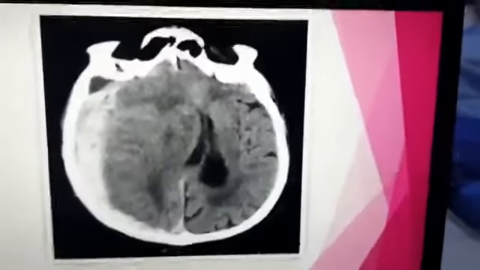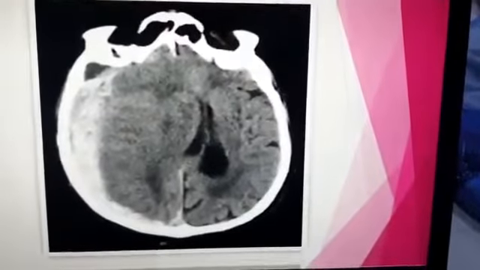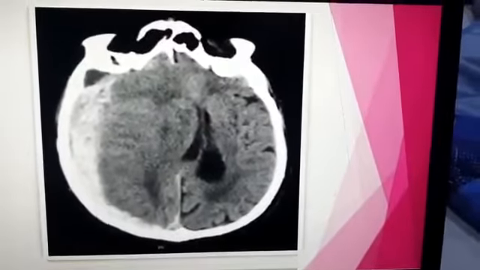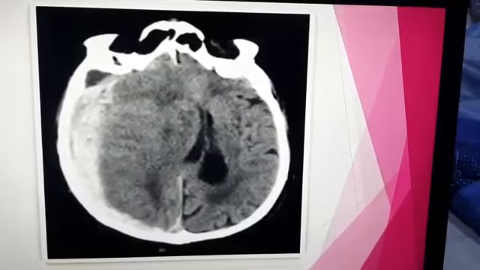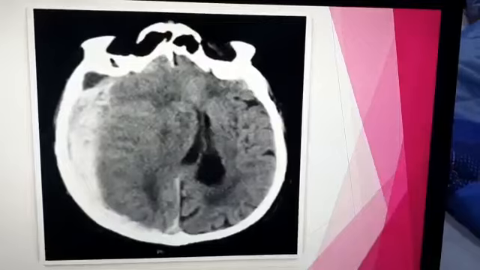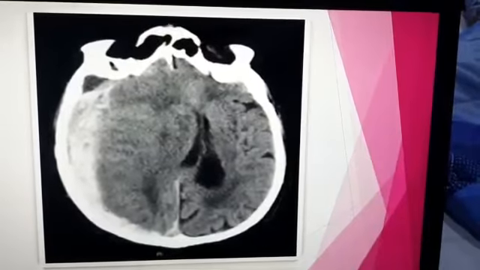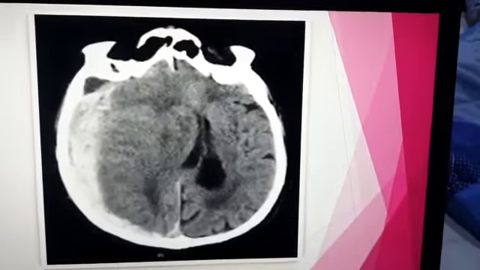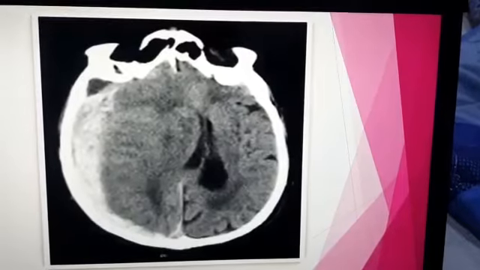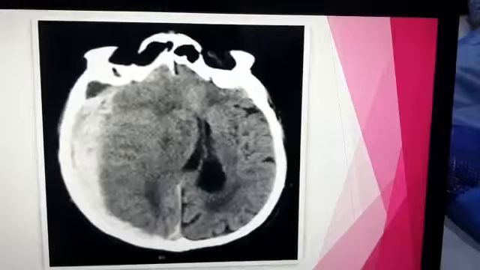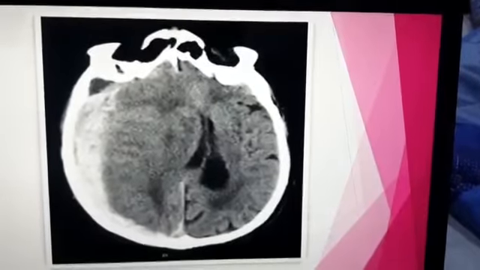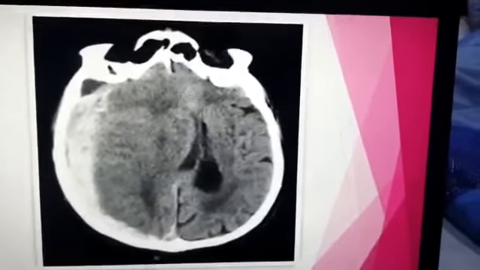As we can see here, there is effacement of the sulci. Effacement of the sulci means there's swelling of the brain. As we can see, obviously on the left side the sulci are obvious, filled with CSF fluid, appearing hypodense, while on the right side there's effacement, absence of the sulci. This is the effect of trauma in the brain, causing compression and effacement of the sulci.